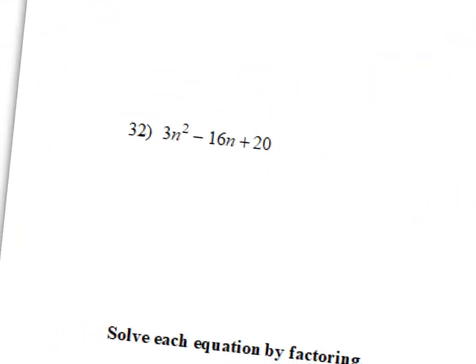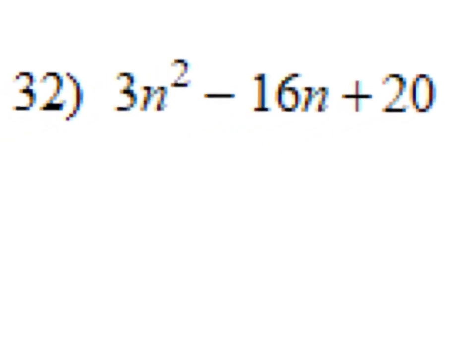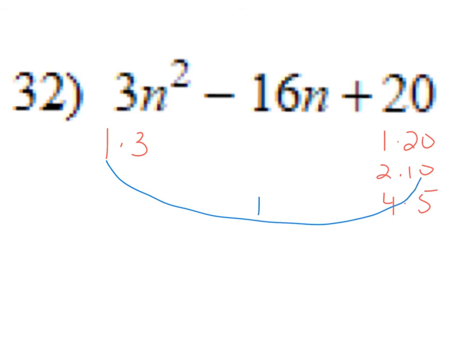Okay, on 32, we've got a number out front, so let's make a list here. I've got 1 times 3, 1 times 10, 2 times 5. And then I'm looking for a negative 16. Okay, so if I look right here, 1 times 10 is 10. 3 times 2 is 6. And if I make them both negative, that's going to give me that negative 16 in the middle here. And then a negative times a negative gives me a positive, so that does work.